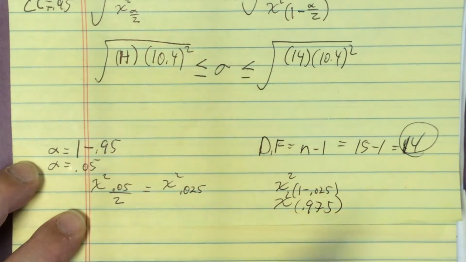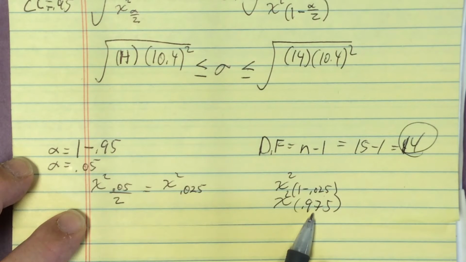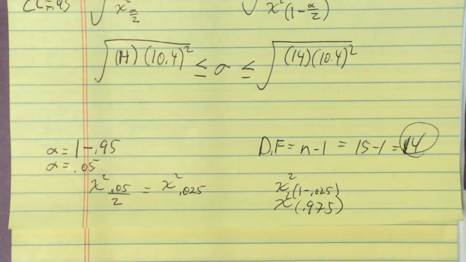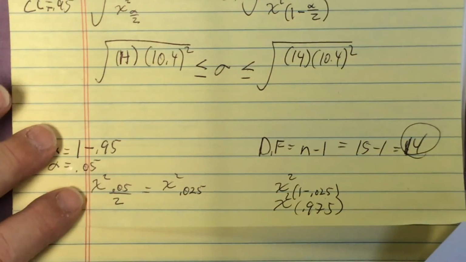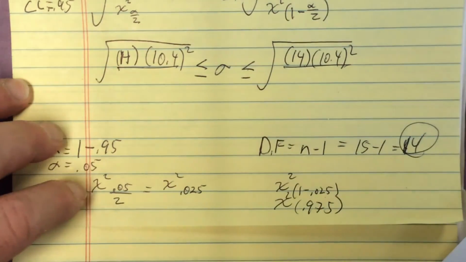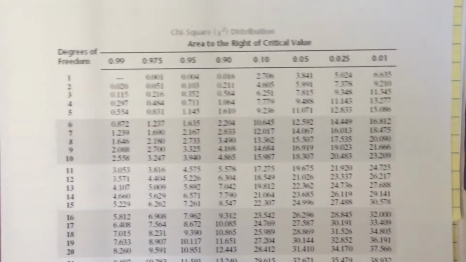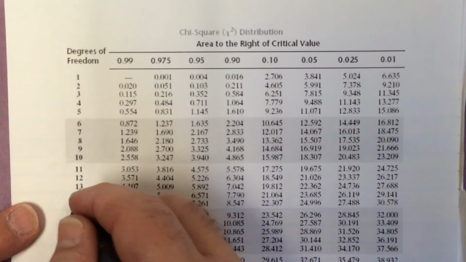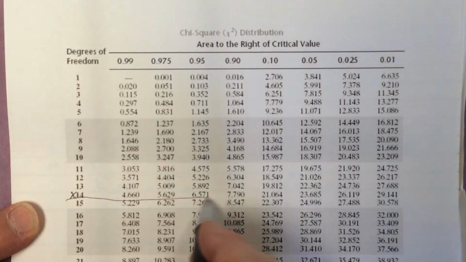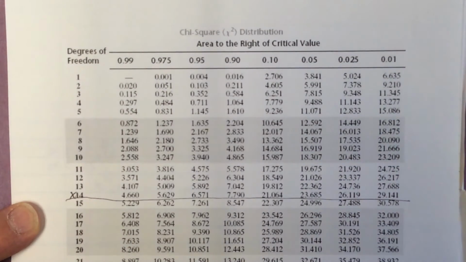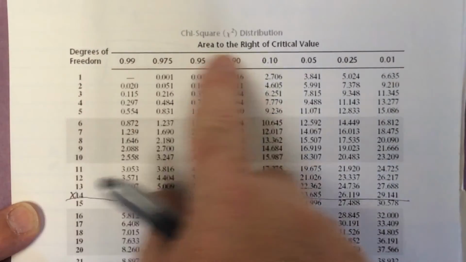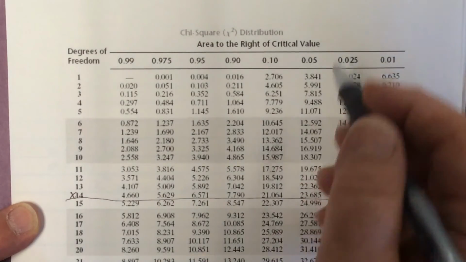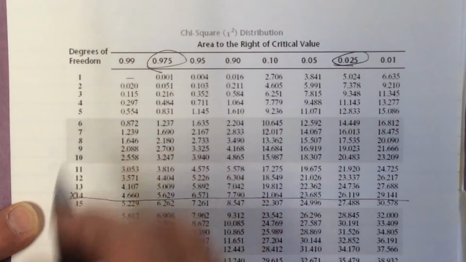So we have 14, we have this value, we have this value. So we're going to use those two values here to work with the table that you're going to be provided with on the test to determine what values are going to go below here. So because we're looking at degrees of freedom here and we have 14, this is the row we want to focus on right here. Now we have two values that we need, when we talk about the areas to the right of the critical value here. We have the 0.025 and then we have the 0.975.